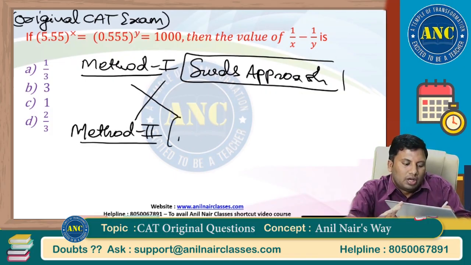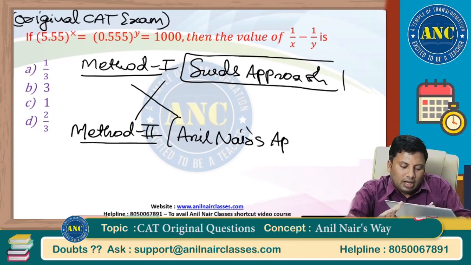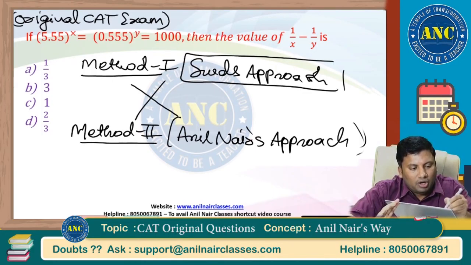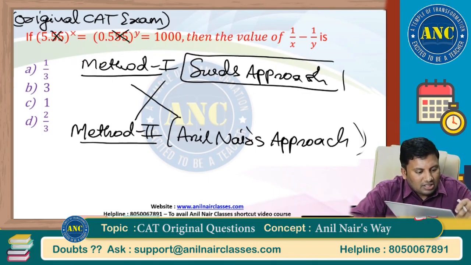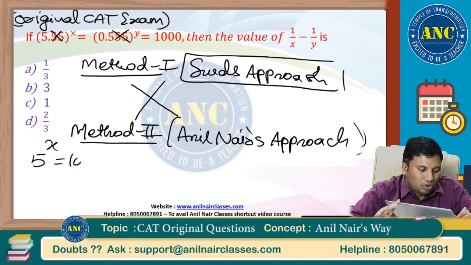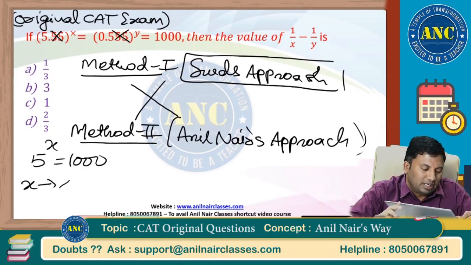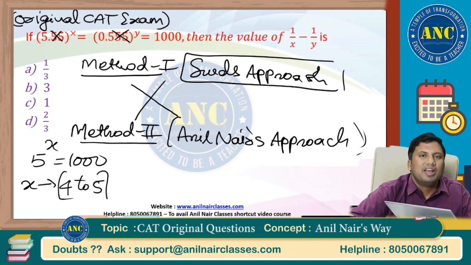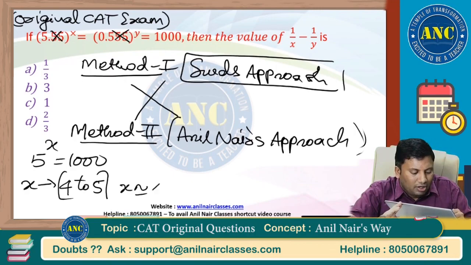Method 2, Anil Nair's approach. Forget about these 0.5, because all the options are a little far from each other. 5 power x is equivalent to 1000. 5 power 4 is 625. X will range from 4 to 5. Yes or no? 5 power 5 is 625 into 5, 3125. X will be around 4.